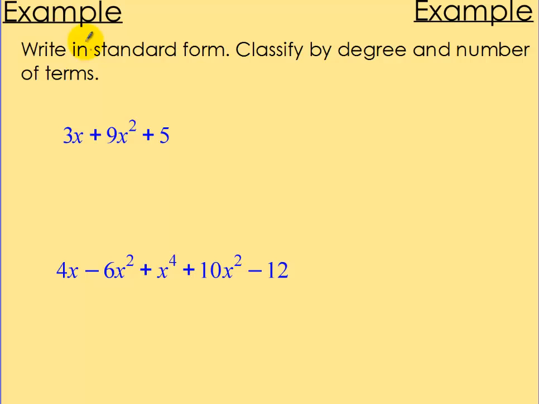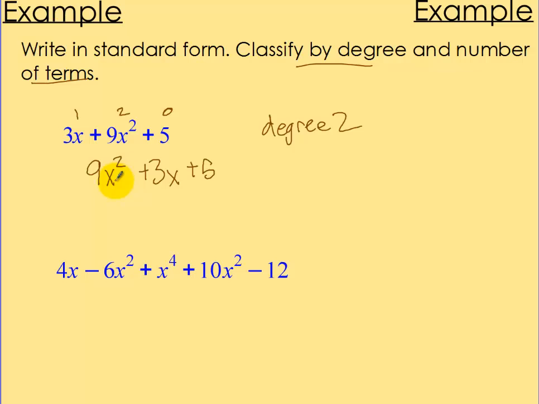So let's talk some examples. Pause the video. All right, you want to write these in standard form, classified by degree and number of terms. So standard form means I got to put the highest degree to lowest degree. And I'm going to count this. This is degree 1, this is degree 2, and this is 0. So reordering that, it's going to be 9x squared plus 3x plus 5. Classify this by degree. Well, the degree of this is the highest term, which is 2. So we're going to call this degree 2.